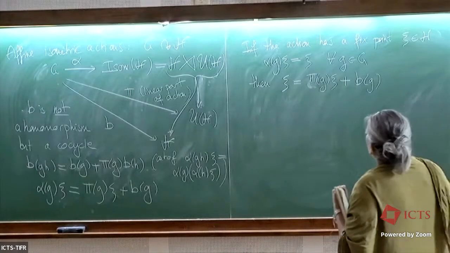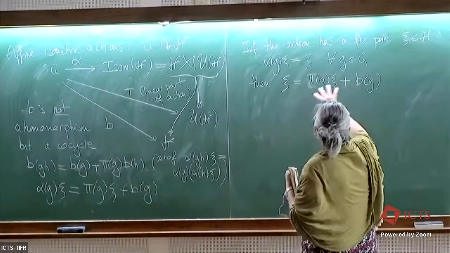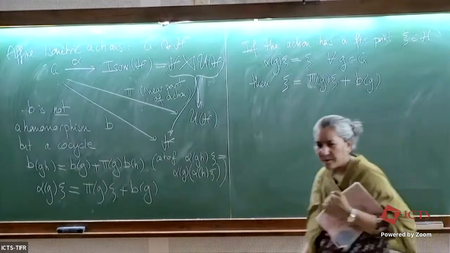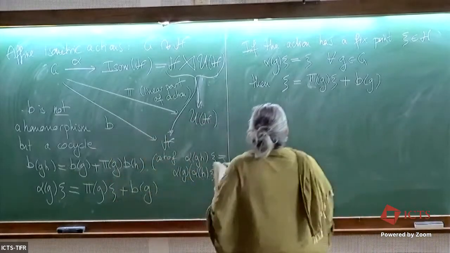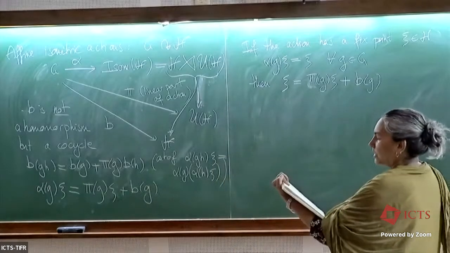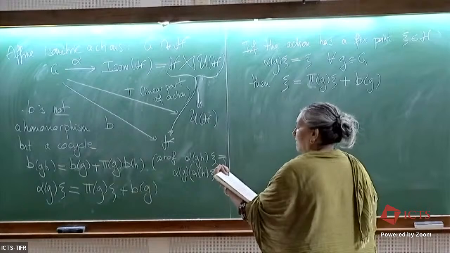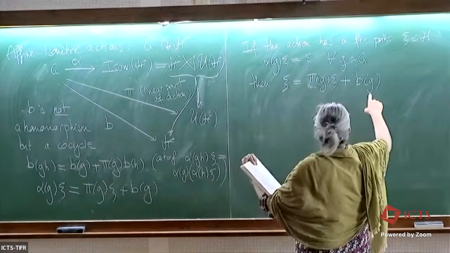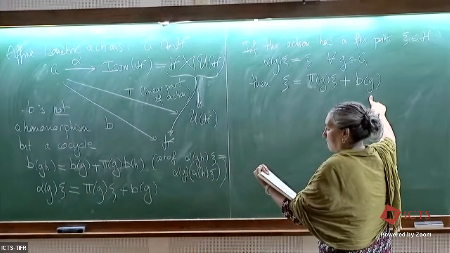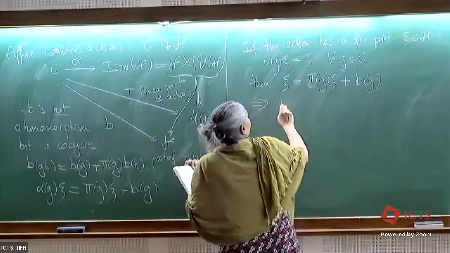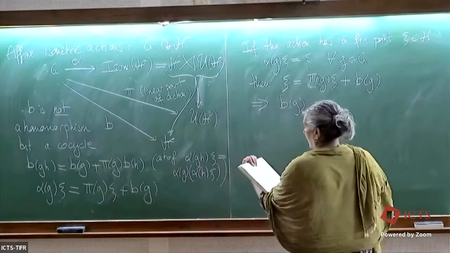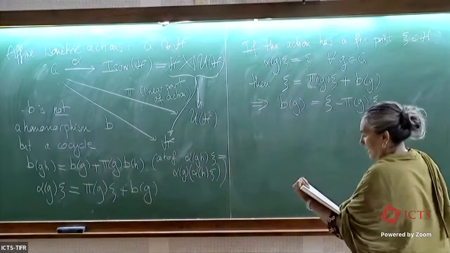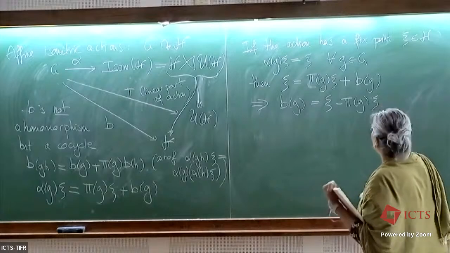Okay. So now we have our action, and we have a unitary part and a cocycle part. And let's see what happens if you have a fixed point. So what happens if you have a fixed point? Then xi is equal to pi g xi plus bg. So bg is xi minus pi g xi. And this is what we called a coboundary.